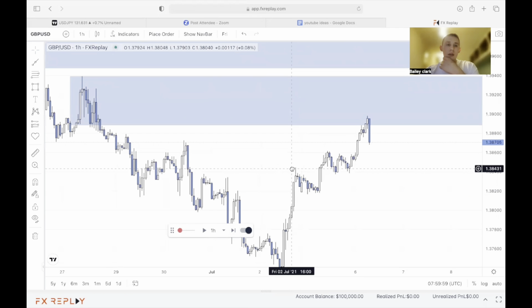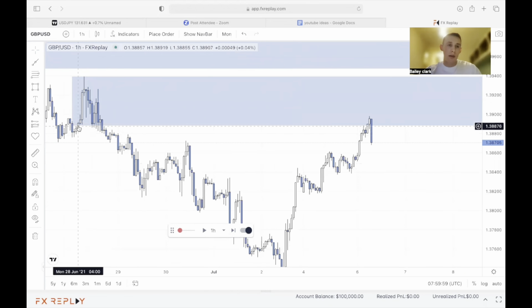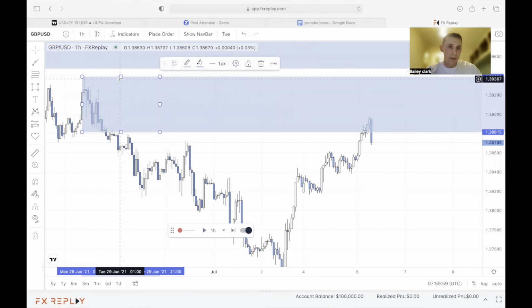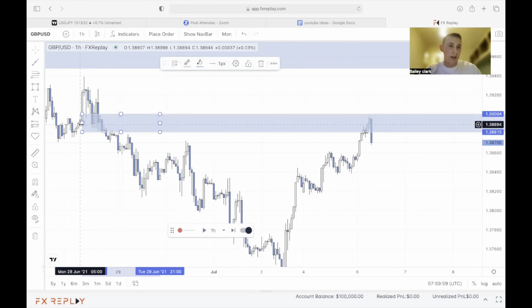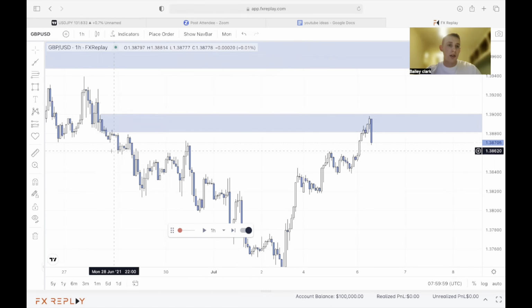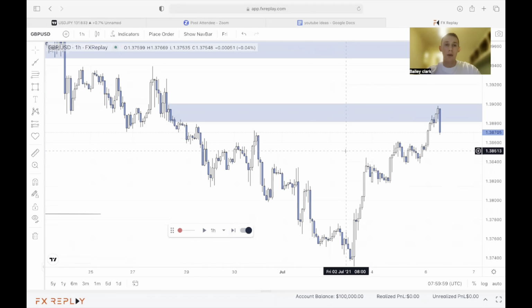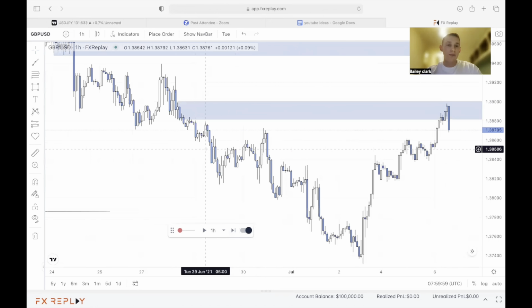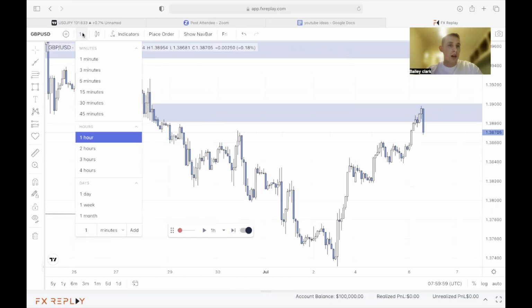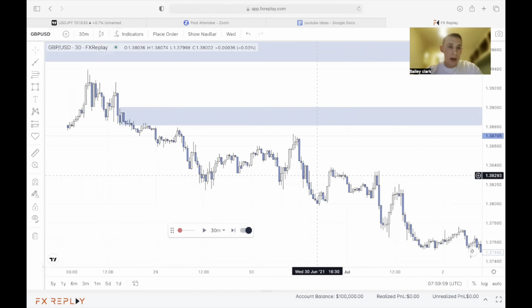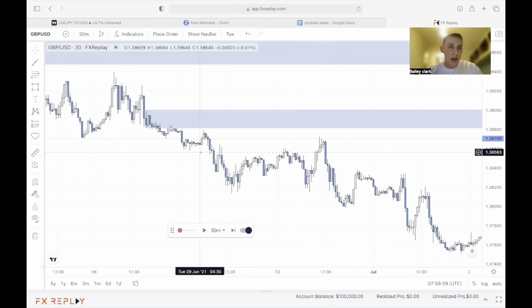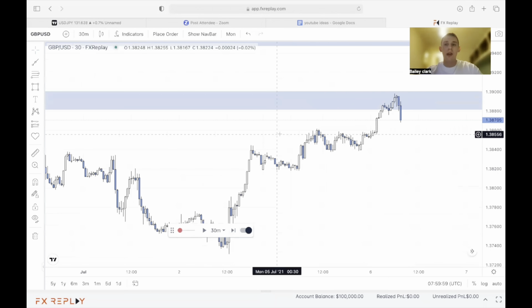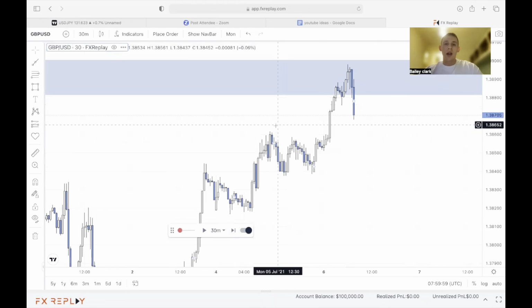Okay, so we can actually probably refine this to this area, just so we have a more concise area to go from. This is the one which actually caused this structure to break. See if we can go on 30-minute. Okay, so we can look for entries now.